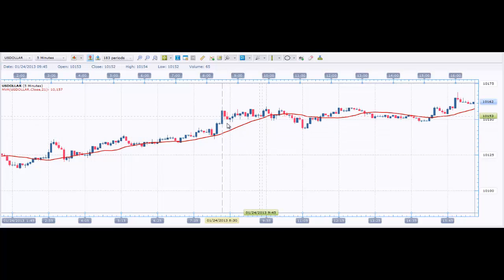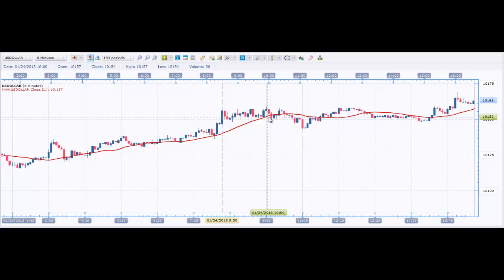So here we have the U.S. dollar, we see an upward movement, and here we have the cross at 10:05, cross and close below. Now the question comes up, which pair do you trade? The possibilities are the USD/CAD and the EUR/USD.